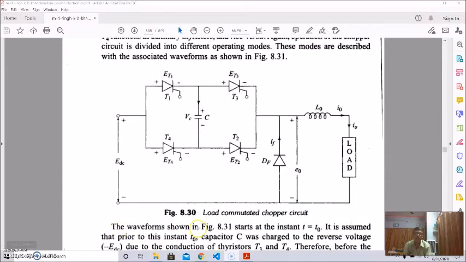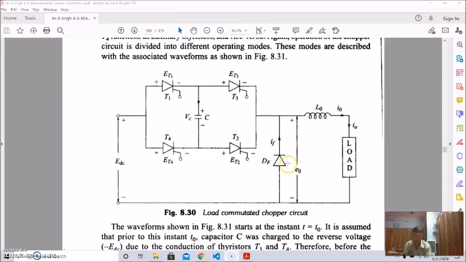A circuit is shown here. This is the power circuit of a load commutated chopper, and this chopper circuit consists of 4 thyristors, T1, T2, T3 and T4, and one commutating capacitor C. The thyristors T1 and T2 form one pair, and thyristors T3 and T4 form another pair, which conduct the load current alternatively.